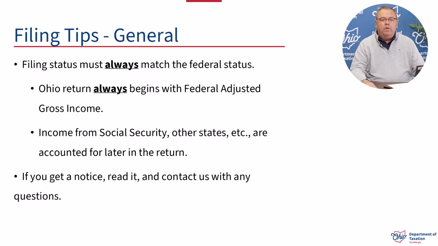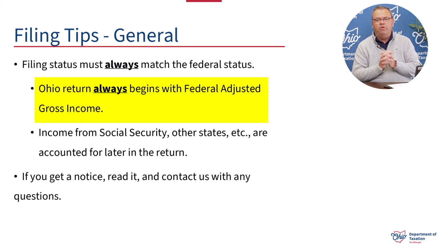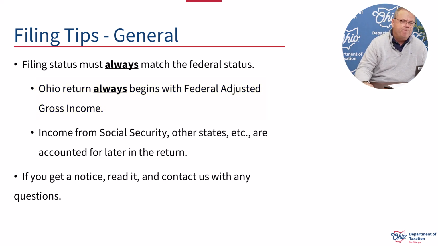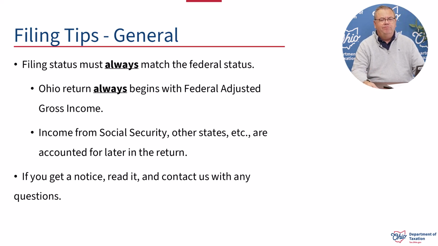Your Ohio return starts with your federal adjusted gross income, which is line 11 of the IRS 1040. After that, other parts of your income can be deducted, such as Social Security, taxes paid to other states; any deductions or credits are accounted for later on in the return. But the return always starts with your federal adjusted gross income, line 11 of that IRS 1040. If you get a notice from us, read it. Please contact us if you have any questions. We're always here to help you.